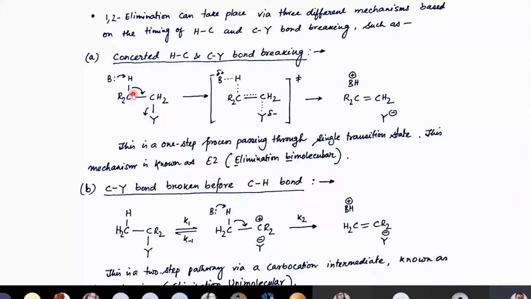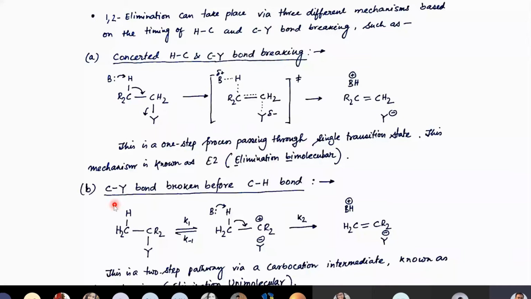How is it bimolecular? Because this is one step, this step is your rate-determining step, and in your rate-determining step you have two species: one is your substrate, another is your base. So in the rate equation, both of them will appear, and thus you get the product. That is why it is elimination bimolecular. We'll study in detail, but just remember this one for now. So first we have E2 elimination, where both the bonds are breaking simultaneously.